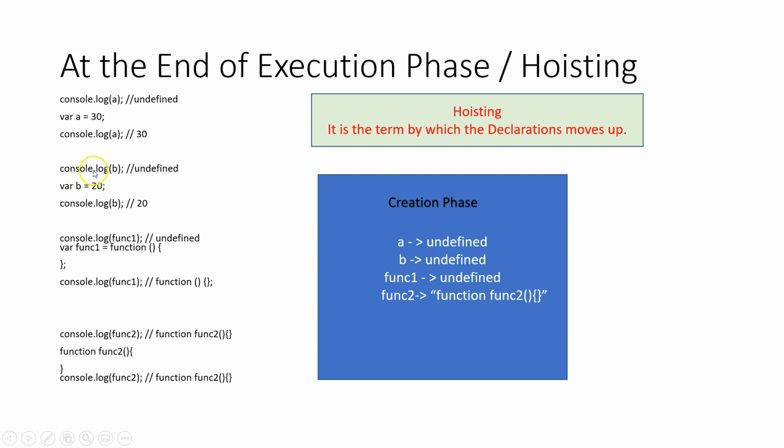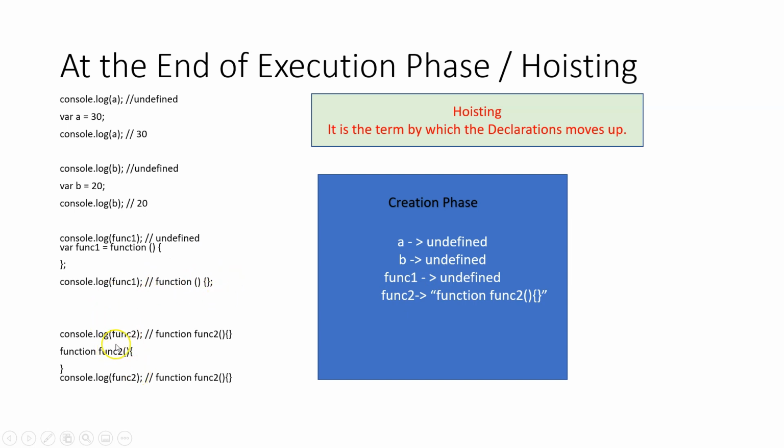And after that, I have B. As we saw in the previous slide, B was having the value undefined at the end of the creation phase, as you can see here. So B is undefined here, and then B will be allocated 20. So in the next line it will be 20. Similarly for func1, it will be undefined, and once you define it with this function, in the next line it will be having the function.